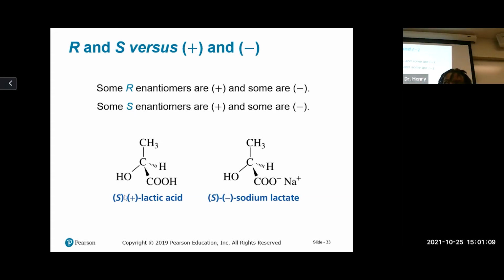Like this one, this is an S. Both of these are S. But this one is S and it polarizes in the plus direction, so it polarizes clockwise. This one is S, so again, we take a look: that's priority 1, that's 2, that's 3. So that's clockwise.